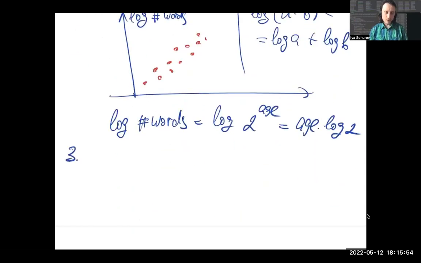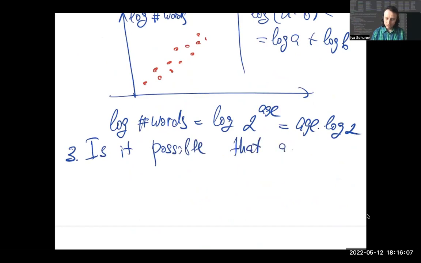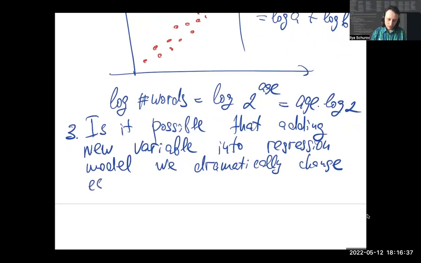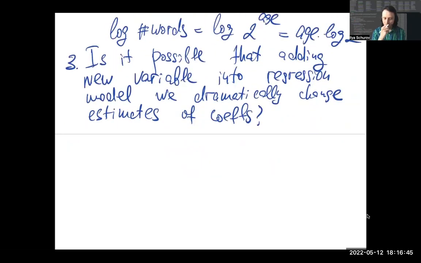And the third story I wanted to discuss is the following. Is it possible that adding a new variable into a regression model we dramatically change estimates of coefficients? And the answer is yes. This is theoretically possible. And I want to draw a picture that I like.